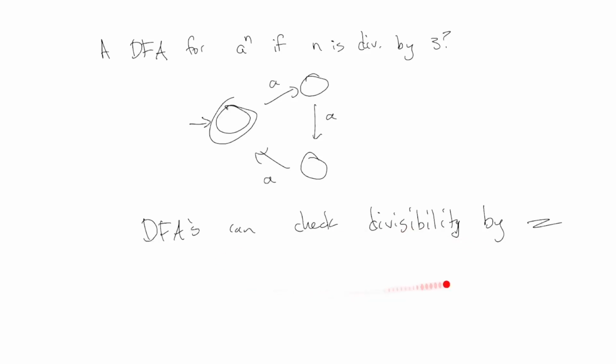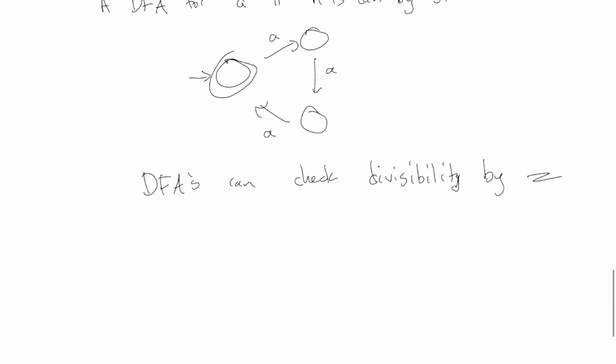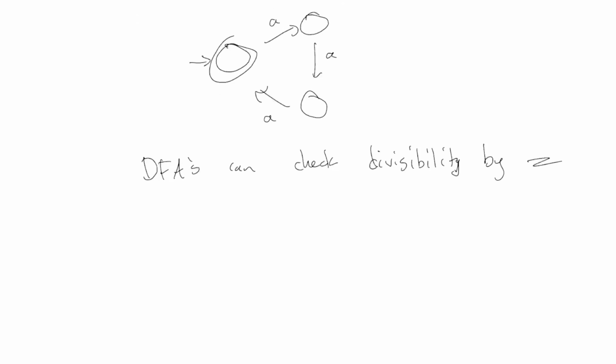So really lots of questions about divisibility by something, or maybe testing if something is not divisible, that kind of thing. DFAs can do all of that. What about, here's something that to me sounds quite a bit more complicated. How about a to the n if n is a prime number?